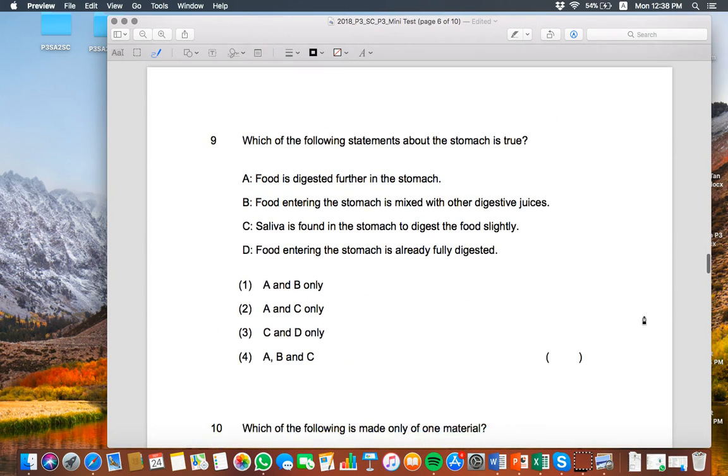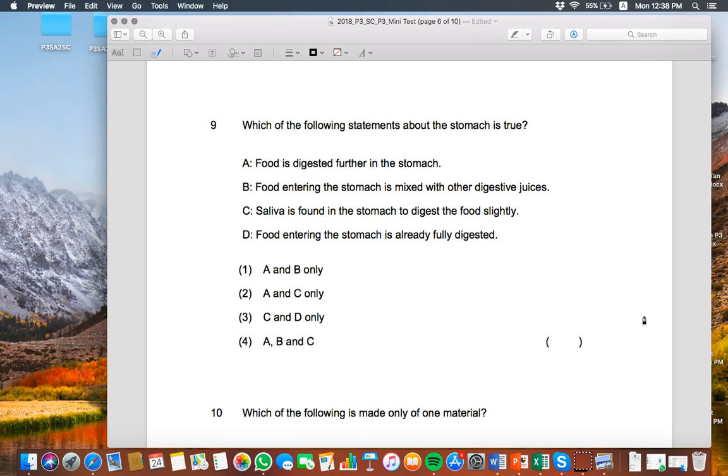Let's move on. Question 9. Which of the following statements about the stomach is true? Highlight the word stomach, highlight the word true. So you have to recall the functions of a stomach. Is food digested further in the stomach? Yes, because there is gastric juice to help break down the food further. Food entering the stomach is mixed with other digestive juices. Yes, it is similar to A.